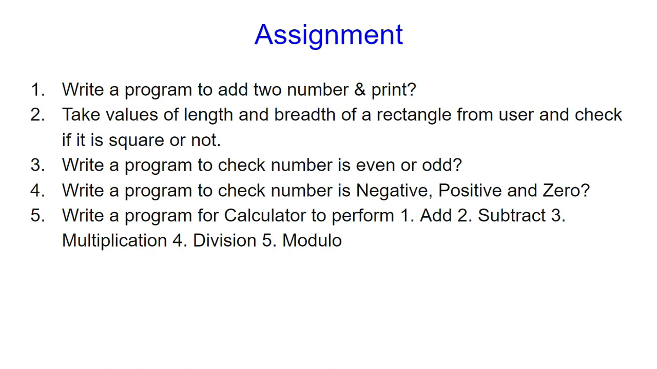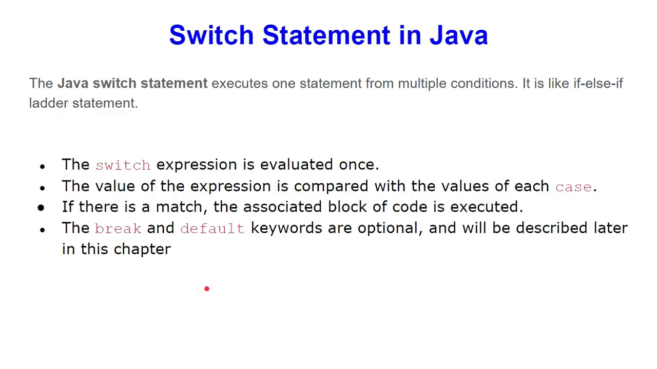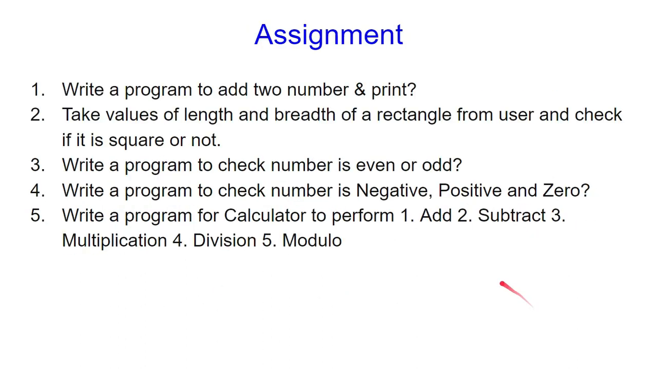And write a program to check whether a number is even or odd. This is one assignment. And write a program to check whether a number is negative, positive or zero. Write a calculator program to perform addition, subtraction, multiplication, division and modulo. So you have to write one calculator program where if I enter 1 it will add two numbers, if I enter 2 it will subtract two numbers, if I enter 3 it will multiply two numbers. Like that you have to write the code. If you have any doubt you can contact me, I will help you resolve the code.